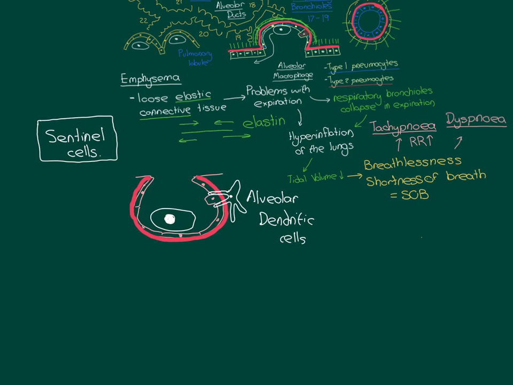Okay, right, so the idea here is that these processes extend into all sorts of spaces, and again, this is a sentinel cell that's looking for signs of something dangerous, and it's got these processes extending between the gaps in the alveolar epithelium so that it can sample things that are in the alveolar space. And as I say, its job is to look for things that are dangerous, and if it finds things that are dangerous, it's going to activate the immune system, and that's basically the starting point for all of this. You have these sentinel cells in the alveoli. They are looking for things that are dangerous.